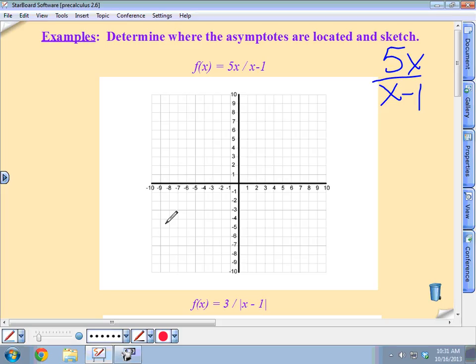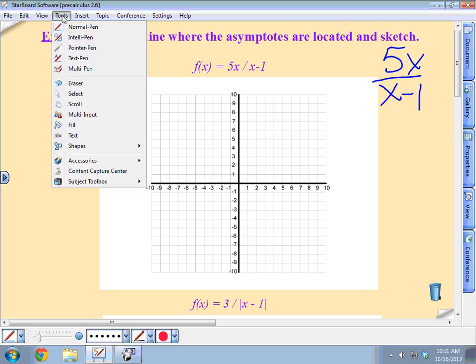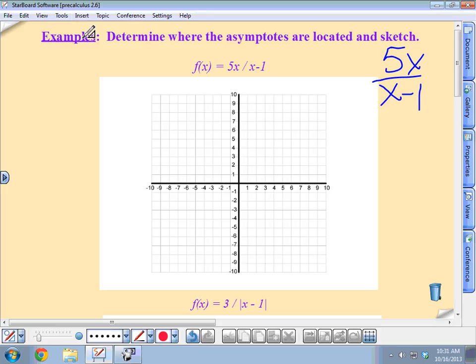So this whole line here, I'll just make sure that it's the IntelliPen. And it is. So this whole line here, there's a vertical asymptote there at x equals 1. That can't ever be. Your function will never touch the line x equals 1. So that's all that is.